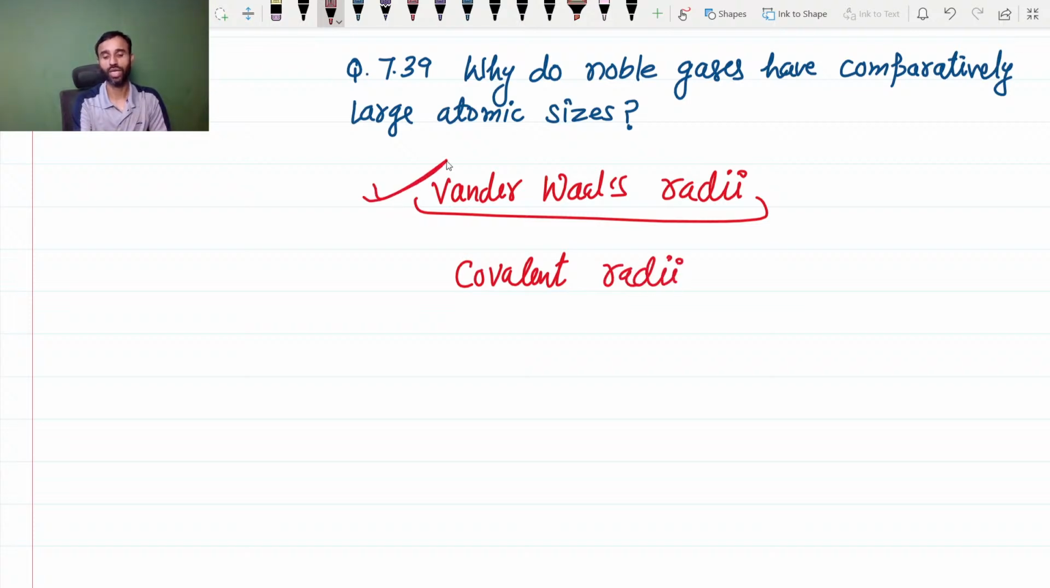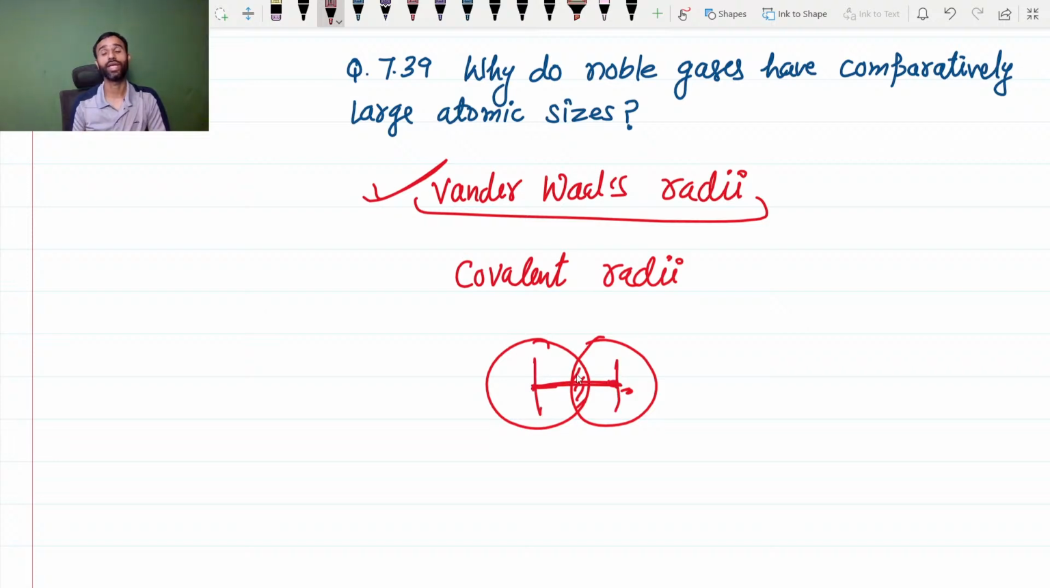And you know, van der Waals radii are always larger than the covalent radii, because in covalent radii there is overlapping of the electron cloud. That's why covalent radii is always smaller. But in van der Waals radii, there is no attachment of electron clouds. They are away from each other. Therefore, van der Waals radii is always larger than the covalent radii.